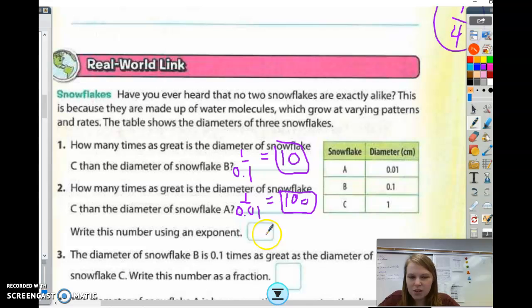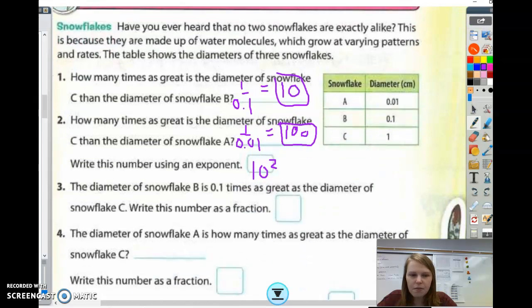So for this one, we could say, write this number using an exponent. 100 is equal to 10 times 10, or in other words, 10 squared. Okay, how about this next part? The diameter of snowflake B is 0.1 times as great as the diameter of C. Write this as a fraction. So we're supposed to write 0.1 as a fraction. We would say that as 1/10.